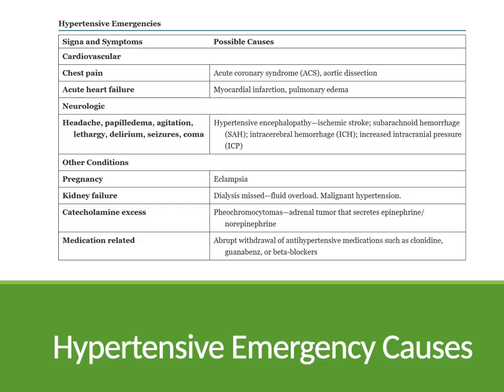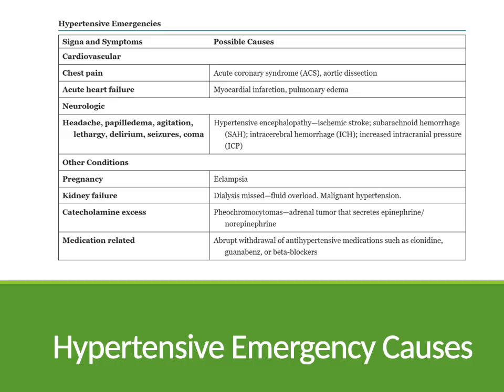So you can see some of the signs and symptoms that may occur and some of the causes here for hypertensive emergencies. Cardiovascular wise, chest pain, they may have an acute coronary syndrome, ST elevation MI, or NSTEMI. They could have an acute dissection, or a sudden onset of acute heart failure from an MI or PE, for example. Neurologically, they may have a headache, papilledema, agitation, delirium, seizures, or coma, and this could be from hypertensive encephalopathy from that high blood pressure. They could have an ischemic or hemorrhagic stroke and increased intracranial pressure.